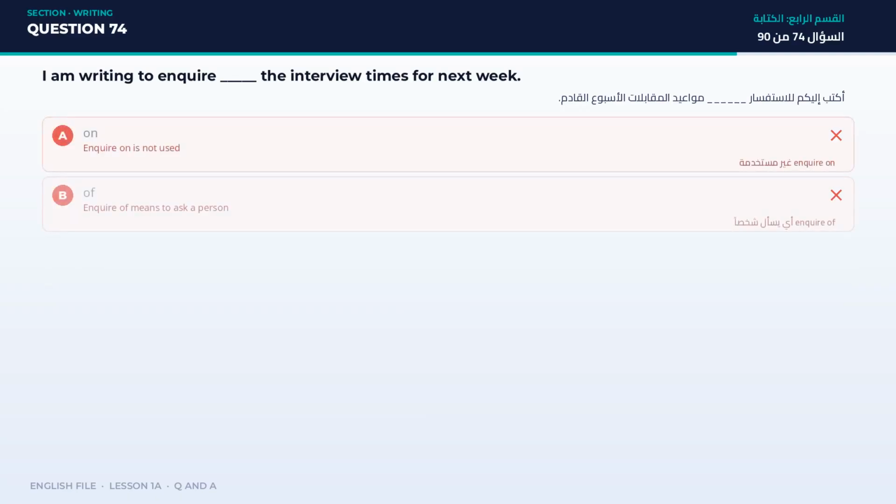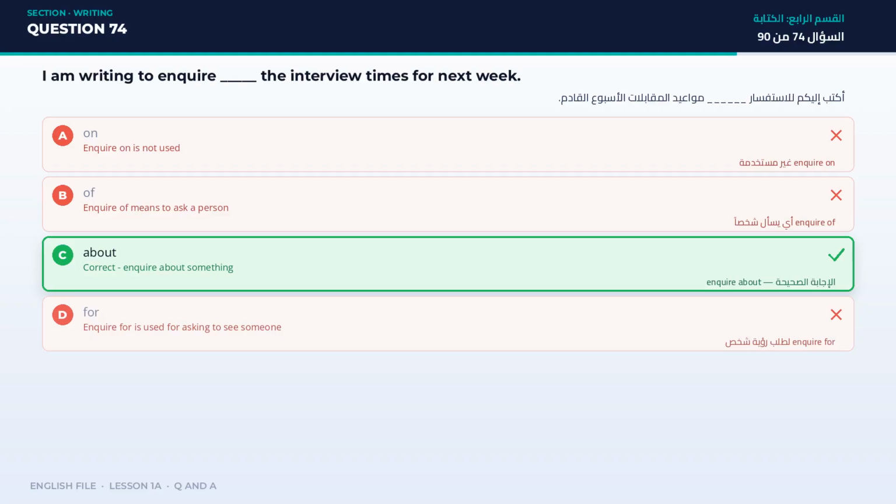The answer is C, about. Inquire about something. Not A, inquire on is not used. B, inquire of means to ask a person. D, inquire.